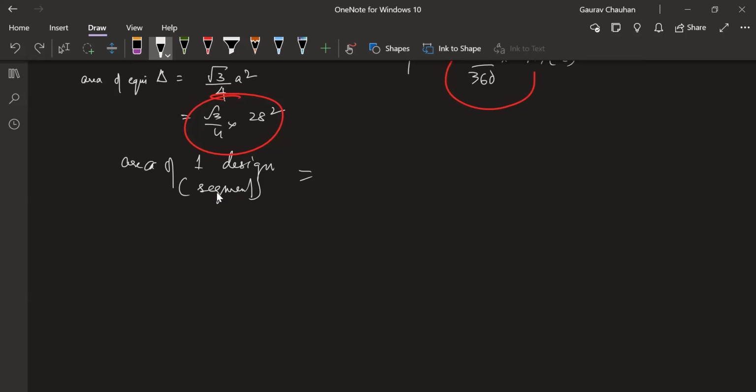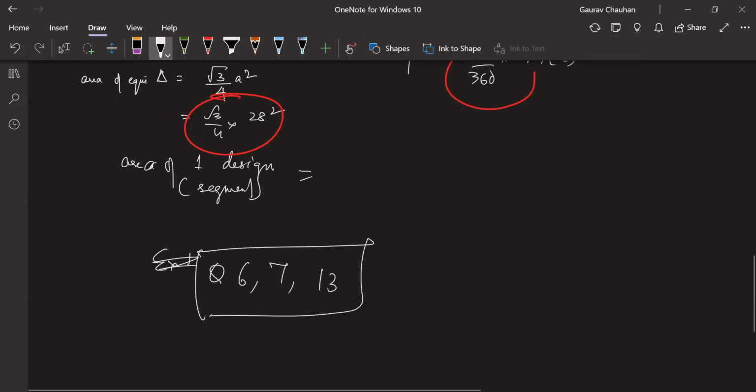The exercise questions are exercise 12.2. Yours is 5.2, right? Yes. All right. Question number 6, question number 7, and question number 13. That's this question. These 3 questions, yeah.